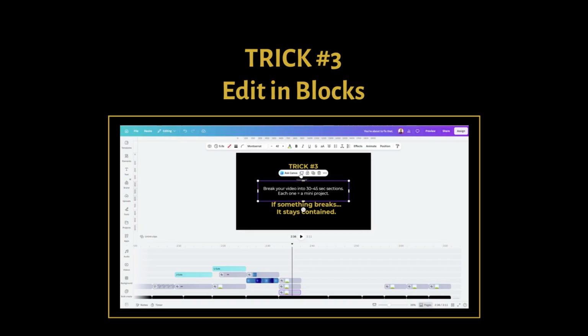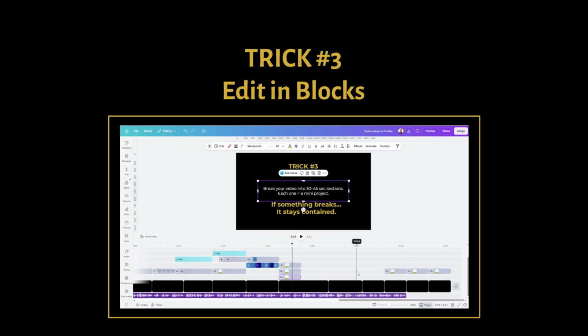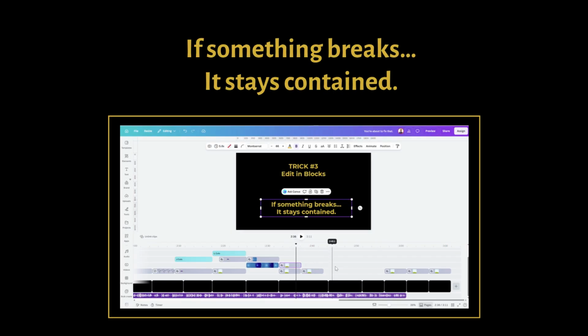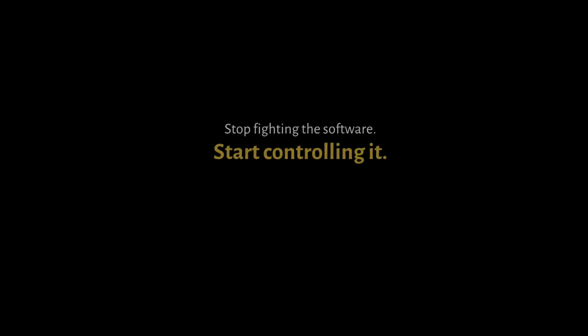Final piece, this saves your sanity. Canva gets heavy fast. Layers, audio, music, it all slows down. So don't build your entire video as one long timeline. Break it into small sections, 30 to 45 seconds each. Think of each section as its own mini project. If something breaks, it's contained. The rest of your timeline stays stable and untouched. That alone saves hours of frustration.